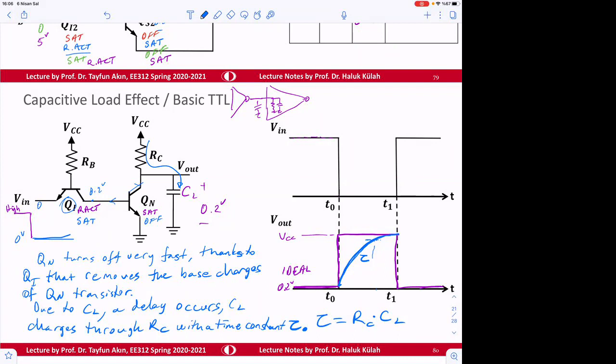Hocam, when it goes from high to low, is there again a delay for V out, for CL? Of course. You know, then the QN initially, I mean, we will analyze that part maybe later on. Shall I talk about it right now, or maybe I should talk about it later on? But the CL will discharge through QN. You know, we'll see that. Okay. Let's solve this one first.